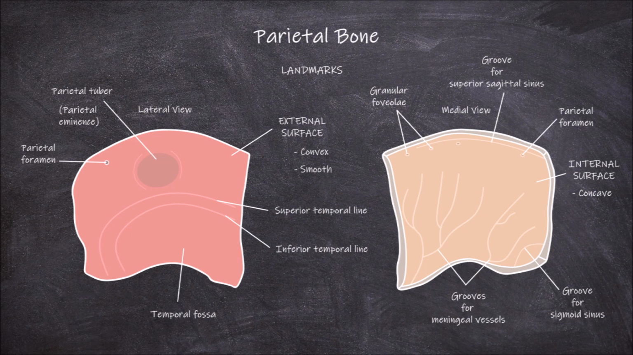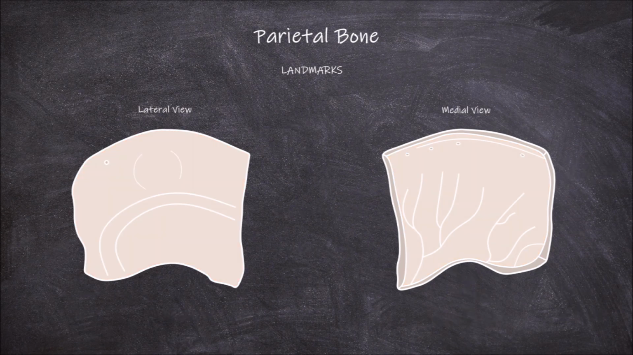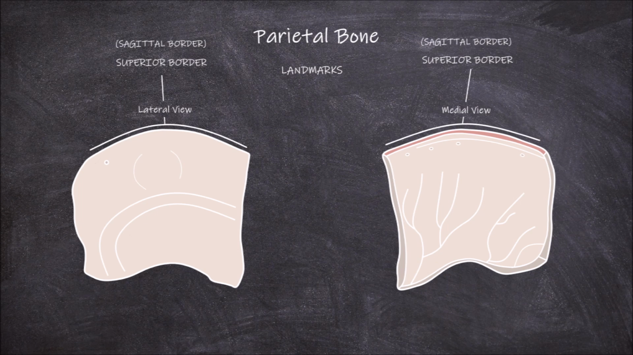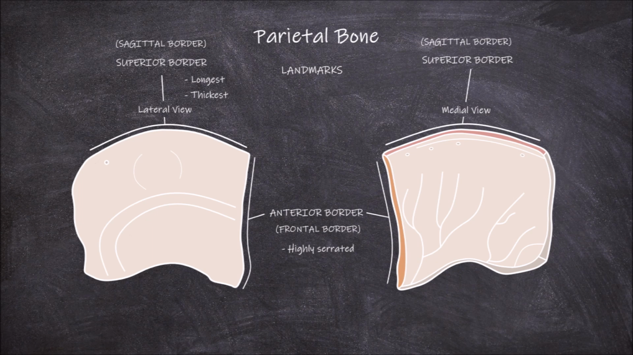This bone also has four borders. The first of these borders is the superior border, also known as the sagittal border. This border is both the longest and thickest of the four borders of this bone. It forms the border between this bone and the opposite parietal bone. The second border is the anterior border, also known as the frontal border. This border is highly serrated. It forms the border between this bone and the frontal bone.